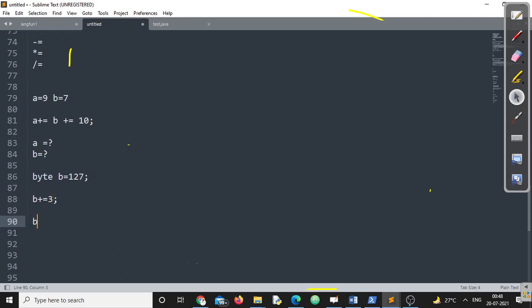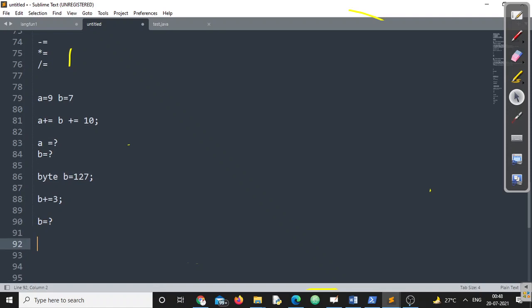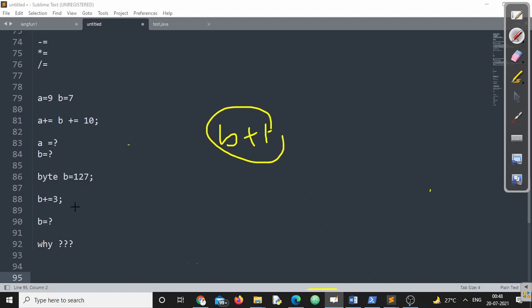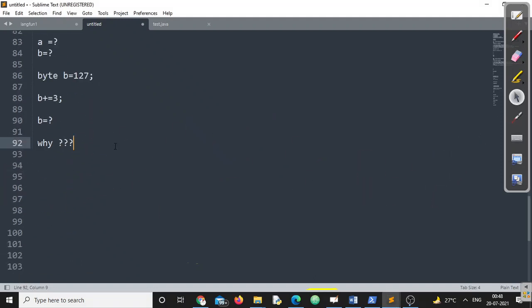Now you need to answer yourself what will be the value of B and why. If you are not able to answer by yourself, make sure you have gone through the video on data type 1, where we have completely explained the difference and the operation of B plus plus. This explanation is exactly the same. So if you could not understand, please follow that video so that you can understand, right? Okay, thank you.